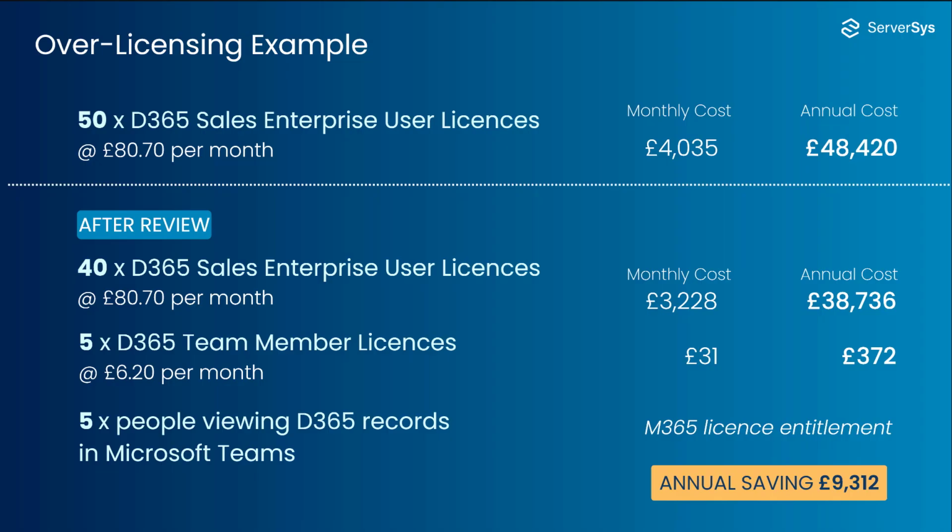Then there's another 5 people in the business who only want to view data on an ad hoc basis, so these records could be shared with them via Microsoft Teams. If these are internal users who are already licensed with Microsoft 365, they'll have entitlement to view these records in Teams without needing a dedicated Dynamics license. By updating their licensing structure before the next renewal, this business could easily save over £9,000 in annual costs.